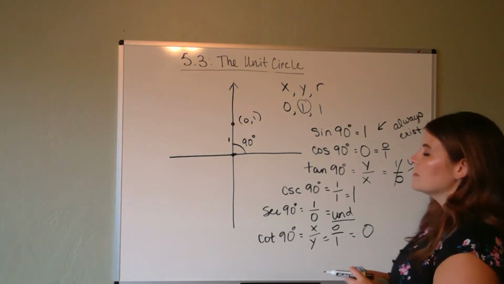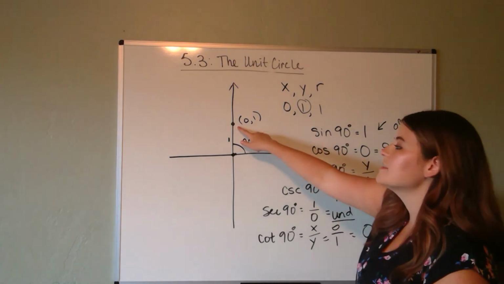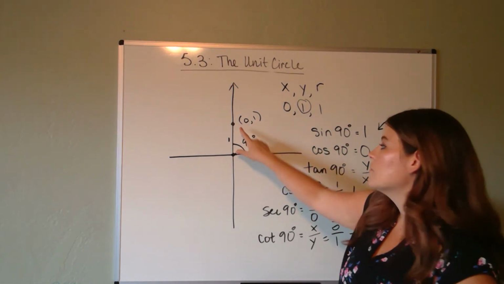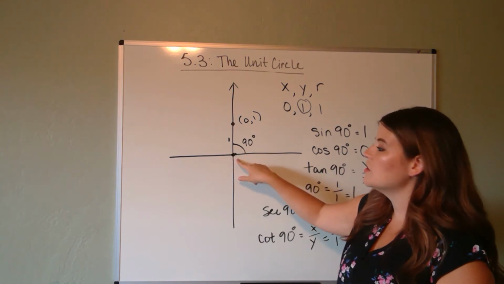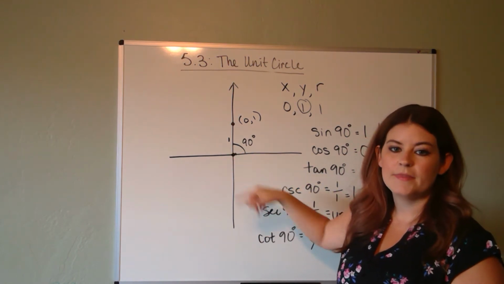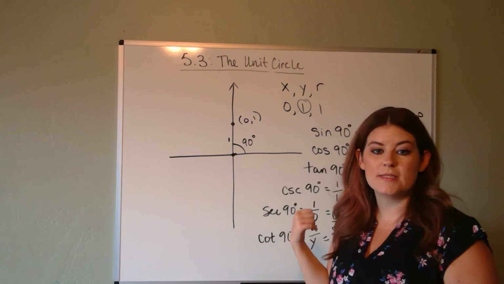And notice, how did I find it? I still picked that convenient point where we were exactly 1 unit away from the center. That made r 1, and that made these easier to find.